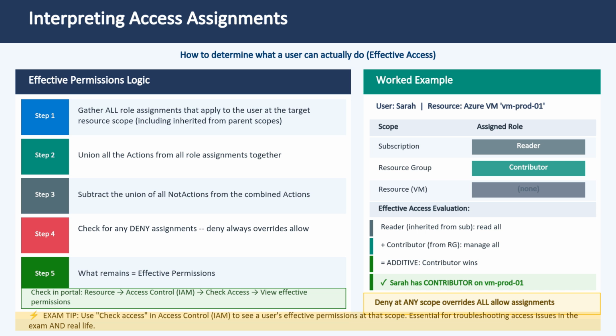Deny assignments typically come from Azure blueprints or policy. They show up with a red circle, black slash icon, or the not permitted icon in the IAM blade. These cannot be removed directly. You must remove the blueprint or policy that created them.